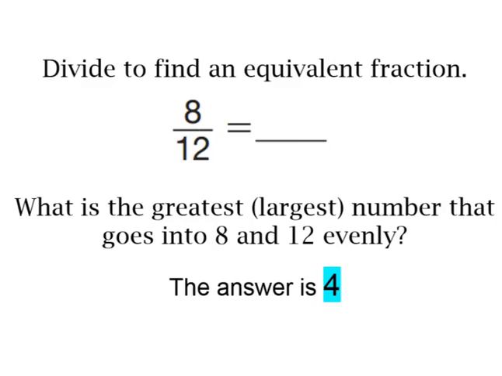For our first problem, we want to divide 8/12. In finding out what number we are going to divide the numerator and the denominator by, we think to ourselves, what's the greatest, or we can say largest, number that goes into both 8 and 12 evenly, okay? What's the largest number you can think of that can go into 8 and 12 evenly? And the answer is 4, okay? The answer is 4.